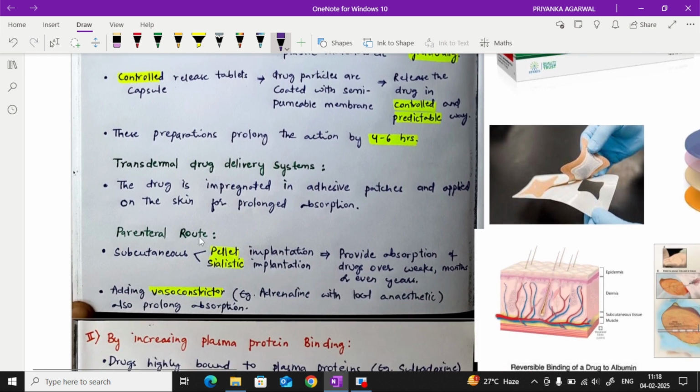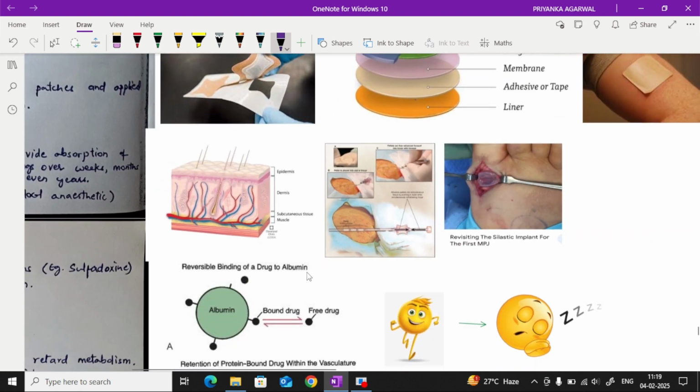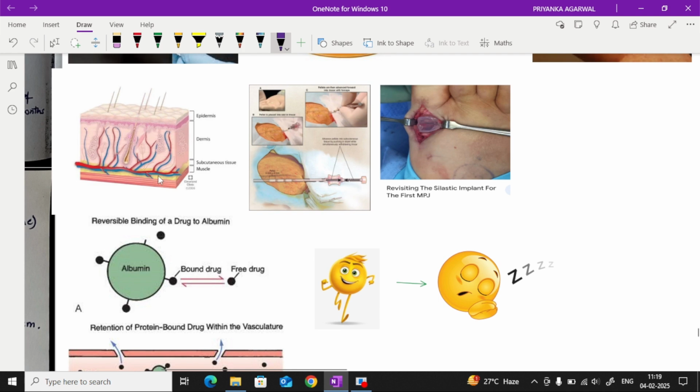Now coming to the parenteral route. In subcutaneous injections, we have two things: pellet implantation and sialastic implantation. In pellet implantation, in the subcutaneous tissue, in this yellow area here, we are injecting the drug in solid form like this, and it will give absorption over weeks, months and years. And in sialastic implants, the drug is inside these plastic tubes.